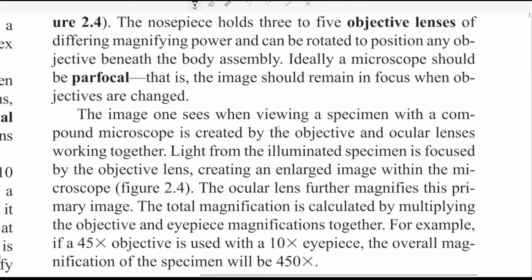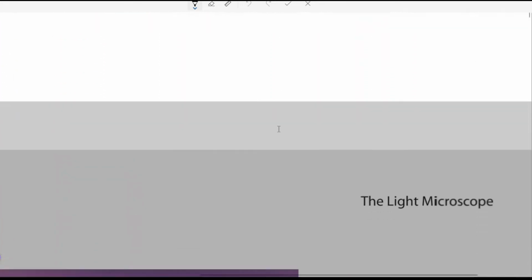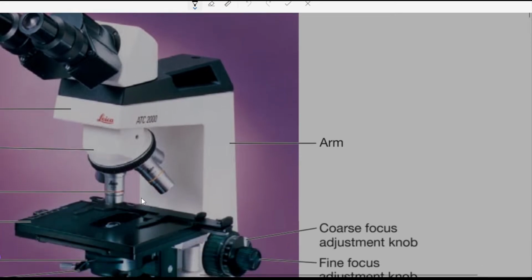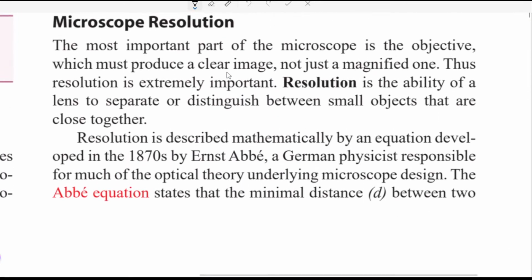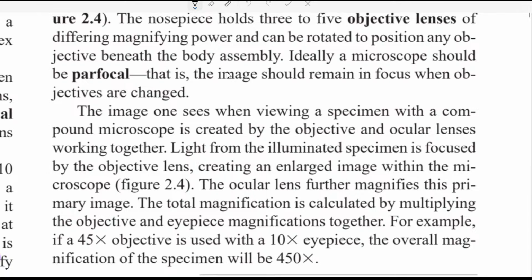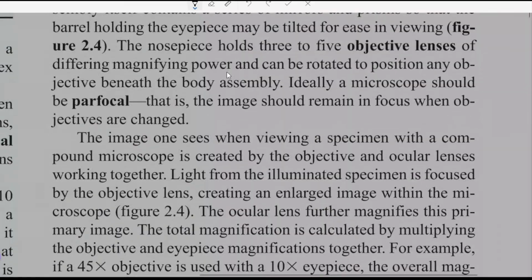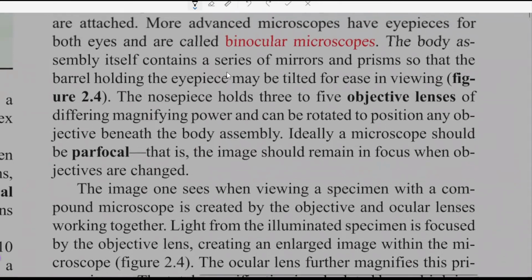Ideally, a microscope should be parfocal. That is, the image should remain in focus when objectives are changed. Yeah, they are saying how you should change these. When you are rotating, you should be looking into these lenses, and you should be changing this while your eyes are looking clearly into this specimen, right? You should be continuously looking and then changing this, because it will be difficult for you to bring out that clarity into your specimen if you don't correct it from the start.